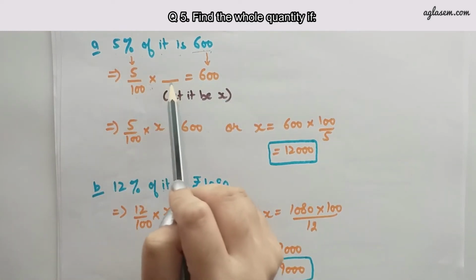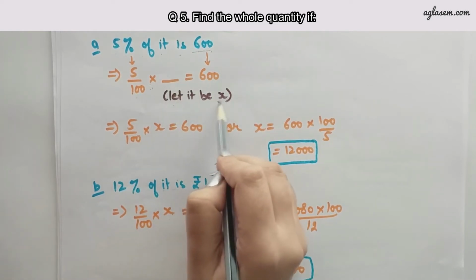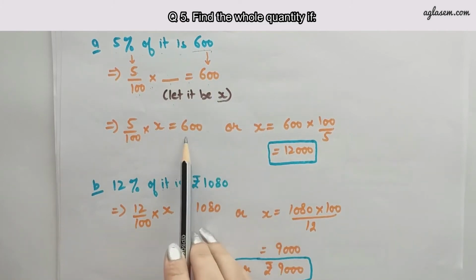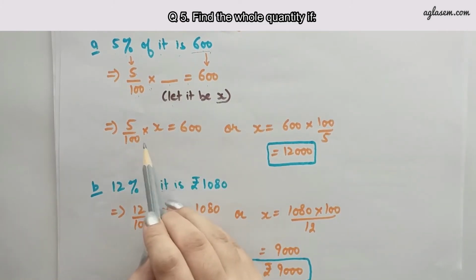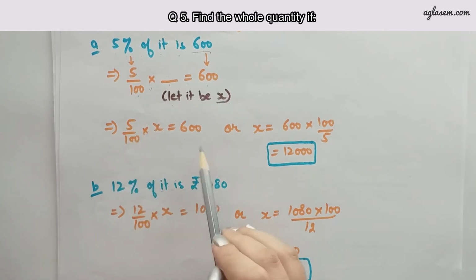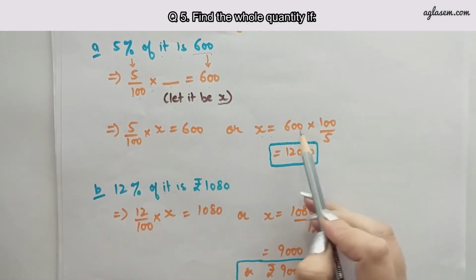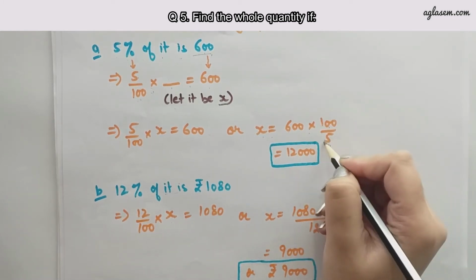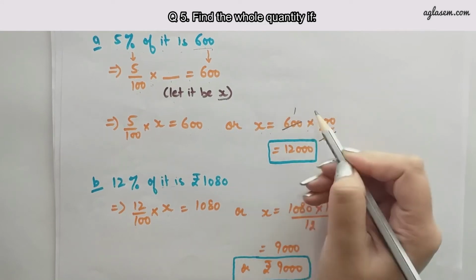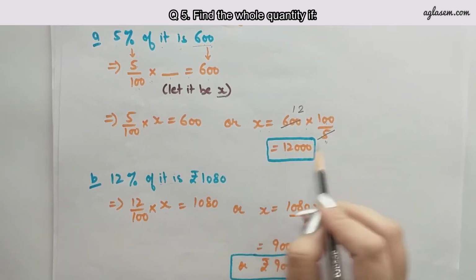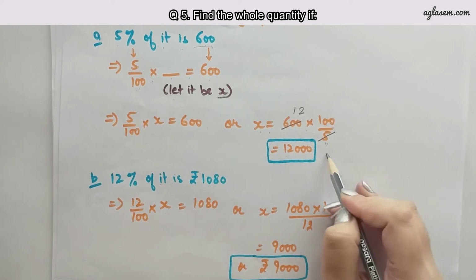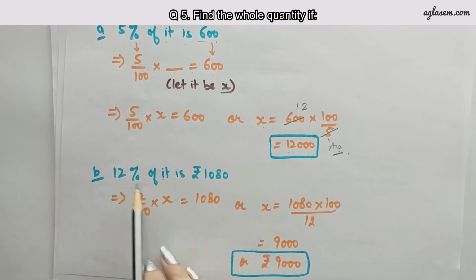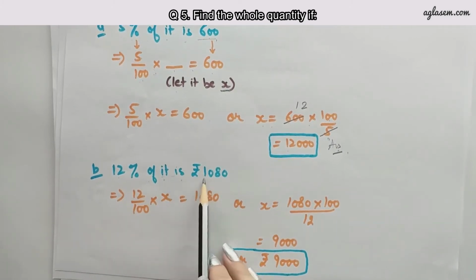So the fifth question says find the whole quantity if A part, that is 5 divided by 100 into it, we have to assume it, let it be x. So 5 divided by 100 into x is equal to 600. Now to solve it we have to move this part to the right hand side, that is x is equal to 600 into 100 divided by 5. Now by solving it we get to know that it is 12,000 answer.